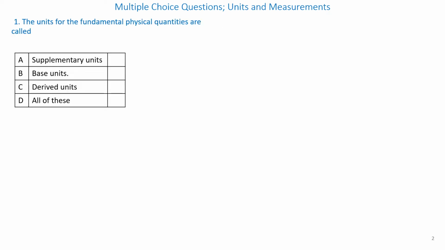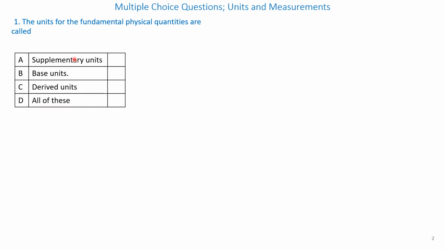Multiple choice questions. Question number 1. The units of fundamental physical quantities are called. You have four options. Option A, supplementary units. Option B, base units. Option C, derived units. And option D is all of these.